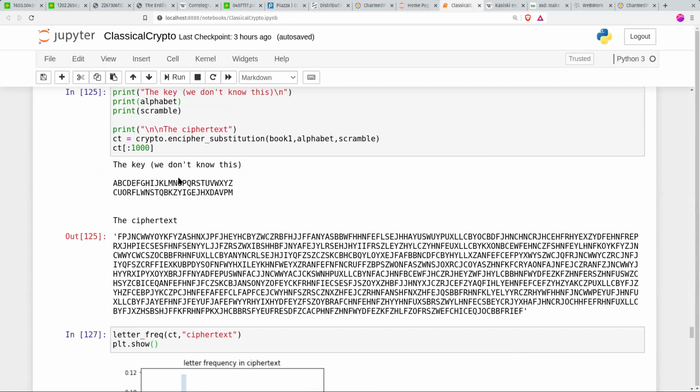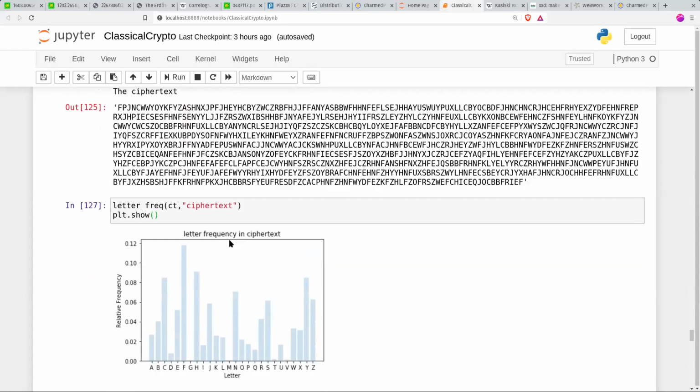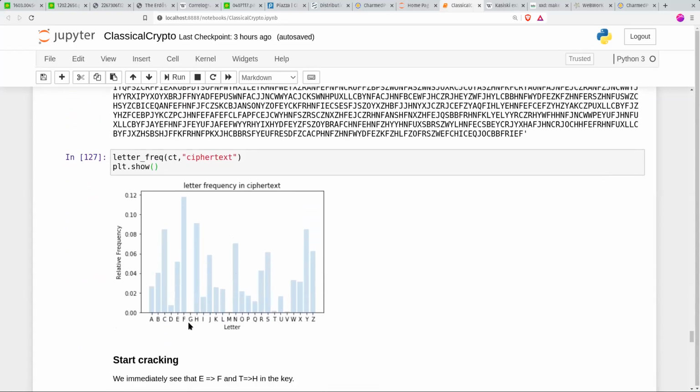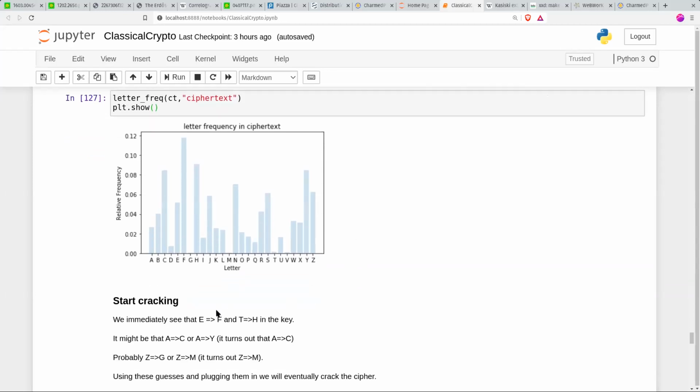So I encrypt one of these books, and then you can look at the letter frequency in the ciphertext. In the ciphertext, F occurs about 12% of the time. So what letter do you think F corresponds to? E, right? You can just read these things right off. E is F because F is the most common ciphertext character, so it must correspond to the most common plaintext letter, et cetera, et cetera.